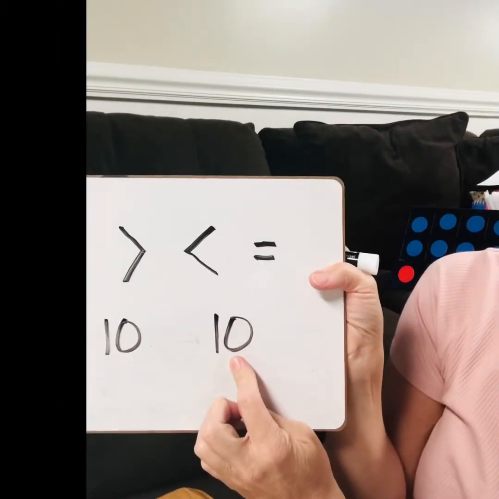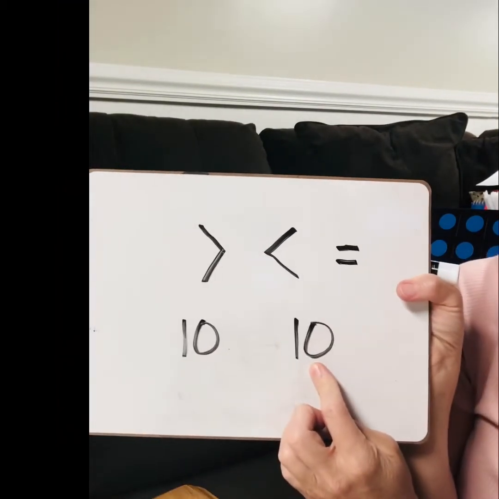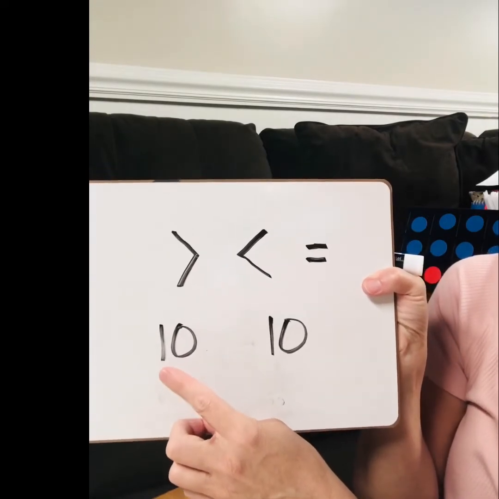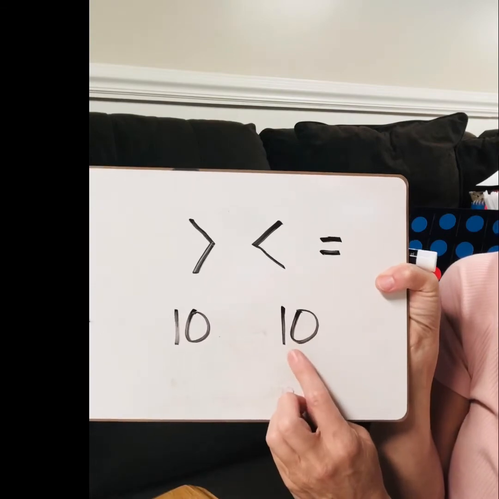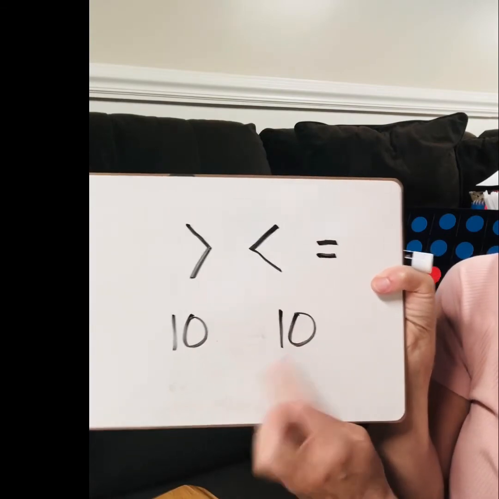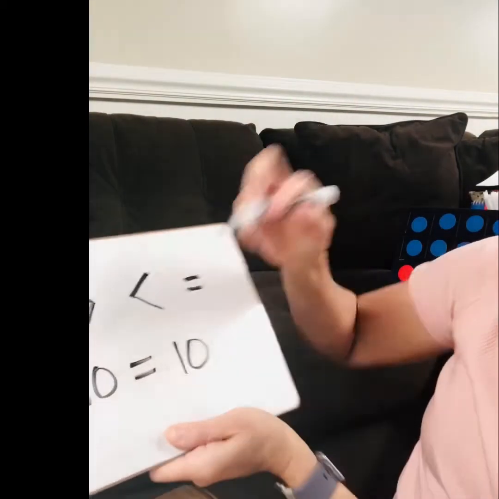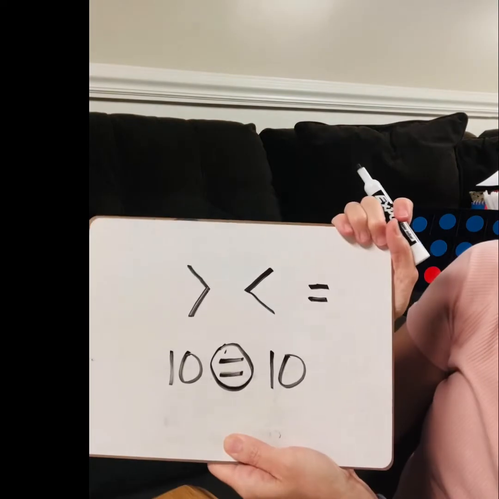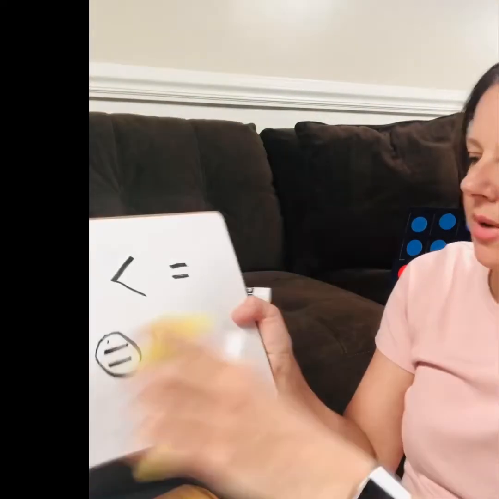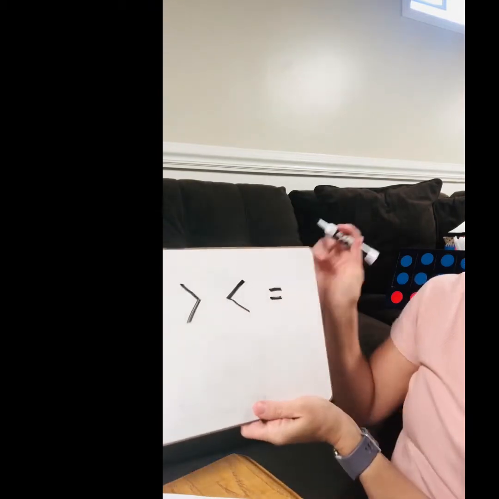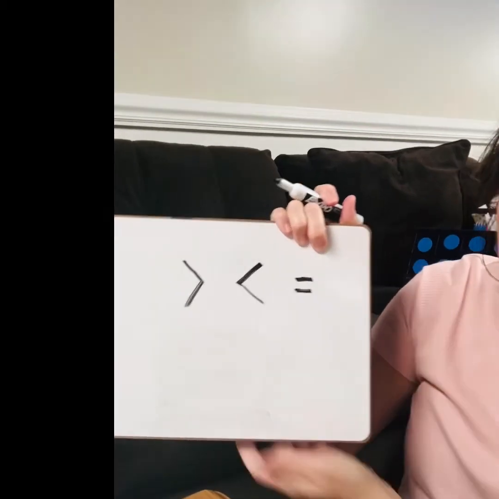What if I had 10 and 10? Is that the same? If I were to have 10, let's say 10 pieces of gum over here and 10 pieces of gum over here, wouldn't that be the same? Yes. Equal. That's the symbol that would go in the middle. All right. So now let's work with greater than and less than. We're done with our equal. We understand that. Okay?